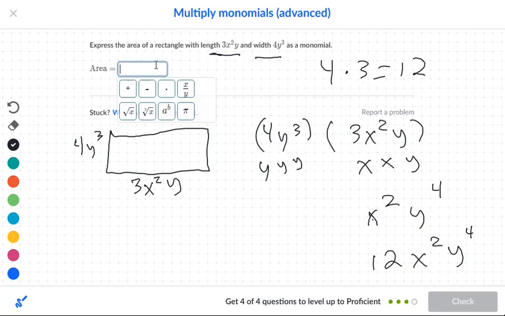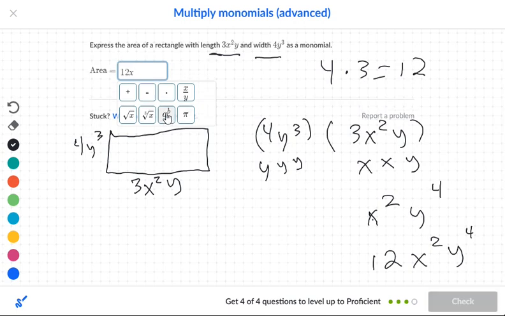So let's type this in. So we want to type in a 12. We want to type in a letter X. We want to use the AB key to put down the 2. Press the space bar. Put down the Y. Use the AB key, 4, and now let's check it.